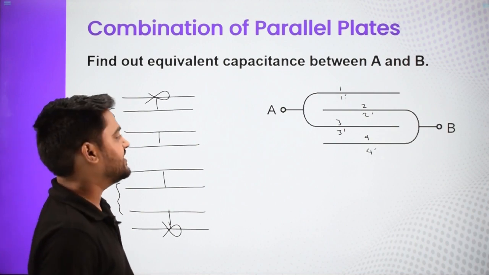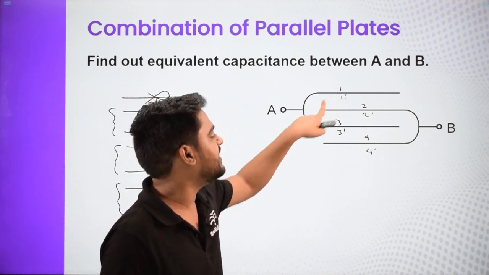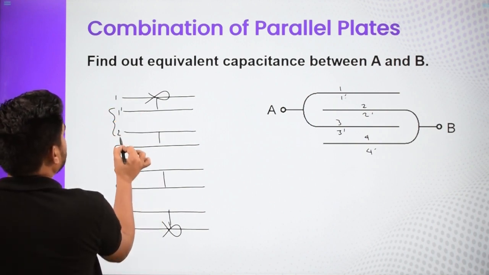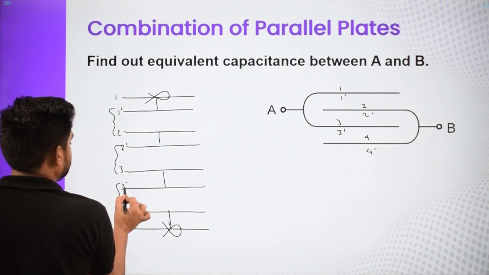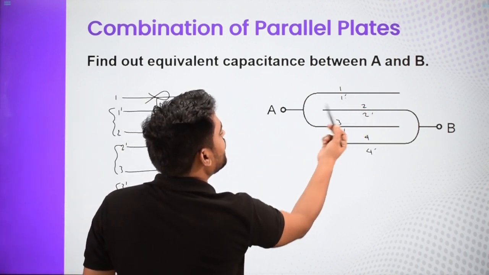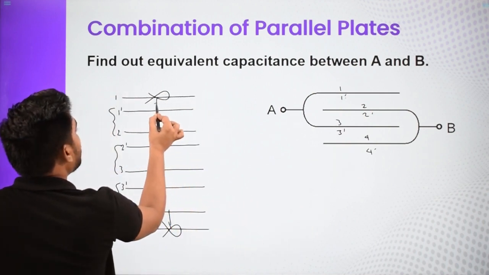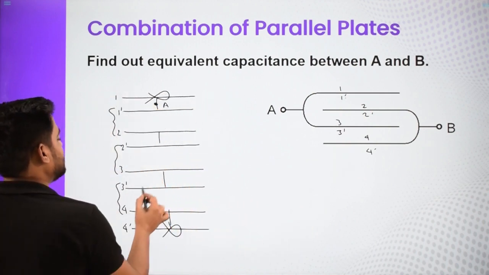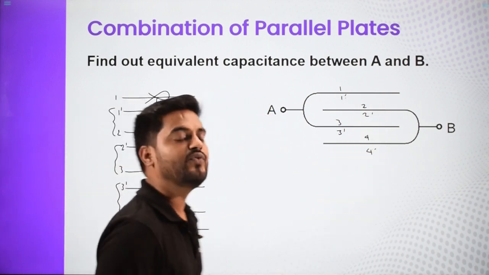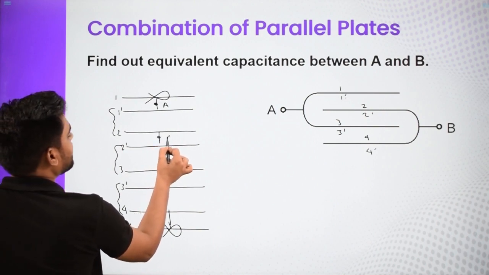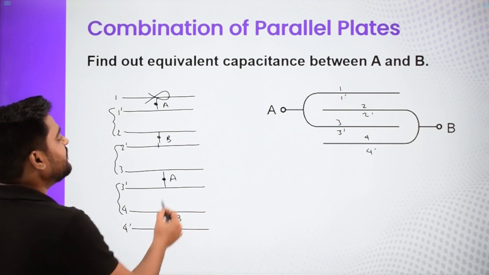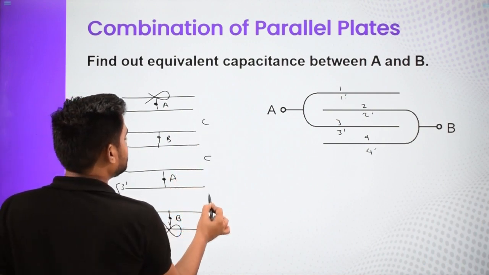And now check out the points. Point A is connected to 1, 1 dash and 3, 3 dash. So this is like 1 1 dash, 2 2 dash, 3 3 dash, 4 4 dash. So point A is connected to 1 and 3. This is my point A, which is connected to 1 1 dash, and 3 3 dash is also A. What about B? B is connected to 2 2 dash and 4 4 dash. So this is my B and this is again my B. And now just redraw. So if this is C, then this is also C, this is also C.